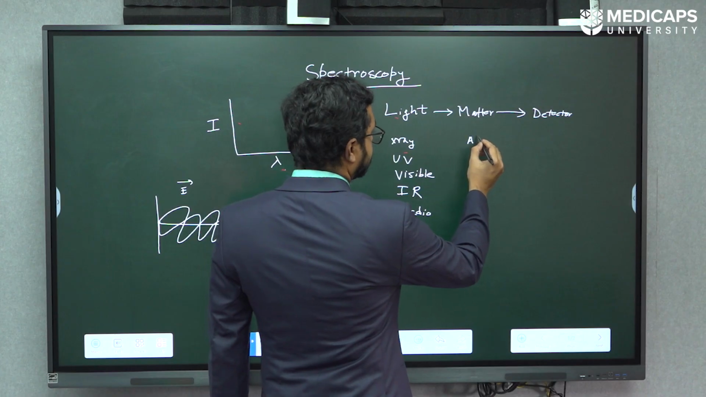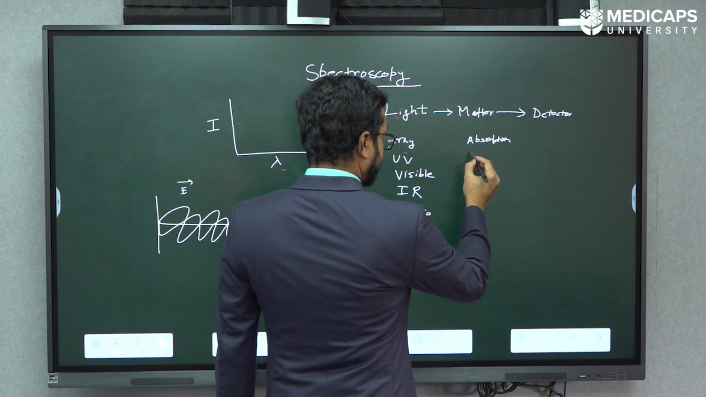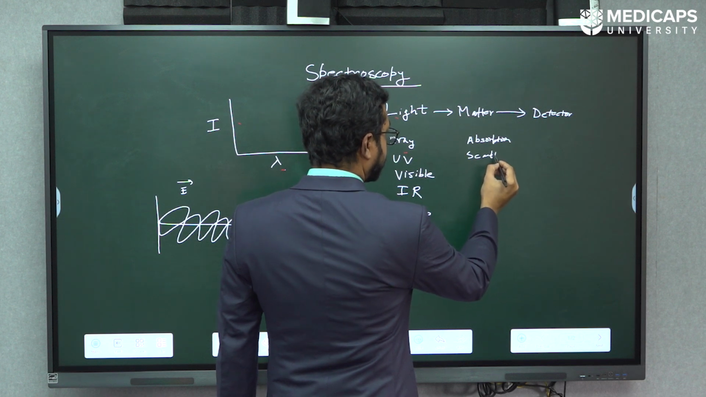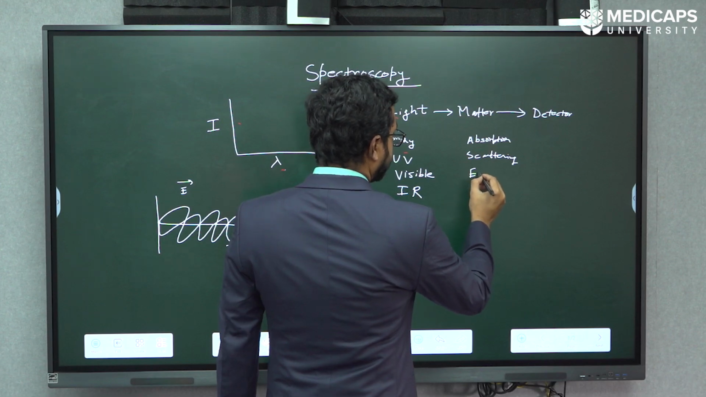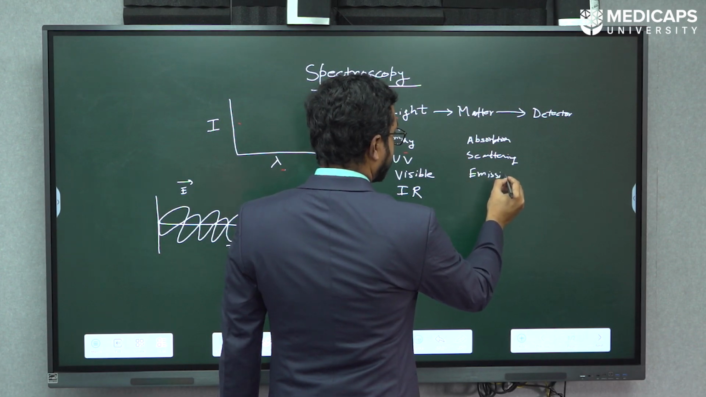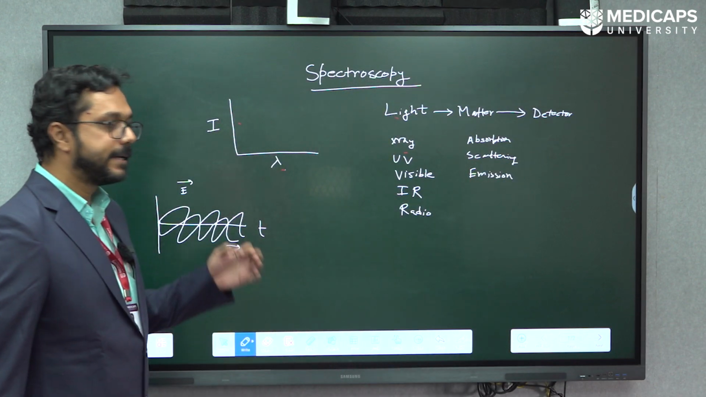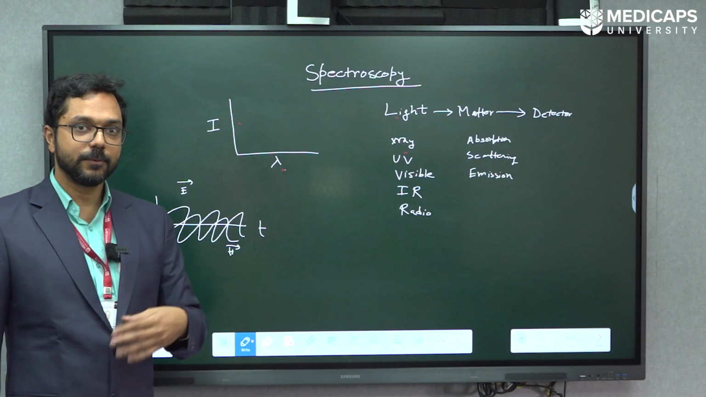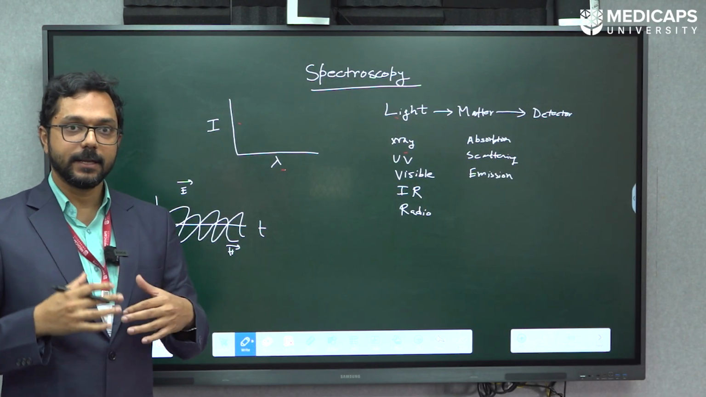It might be absorption, it might be scattering, it might be emission, and so on. And for the detector also, depending on your point of interest, you place your detector accordingly.